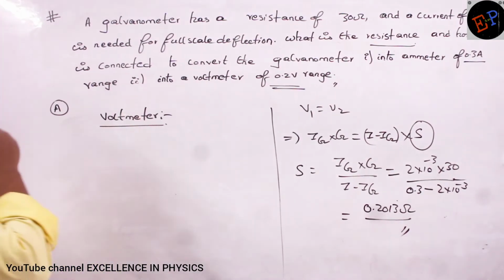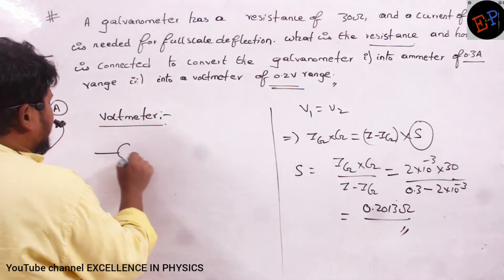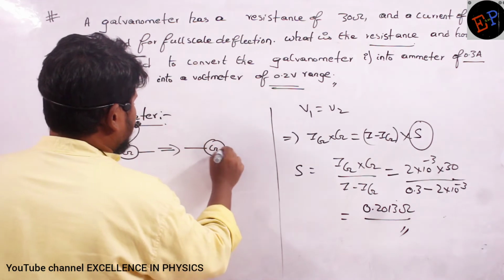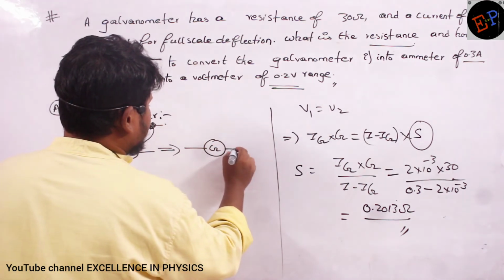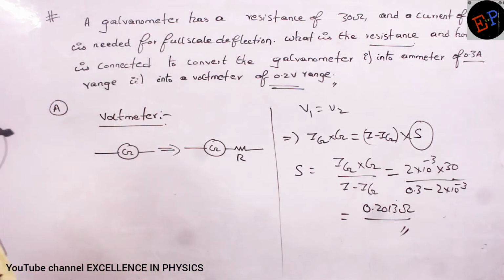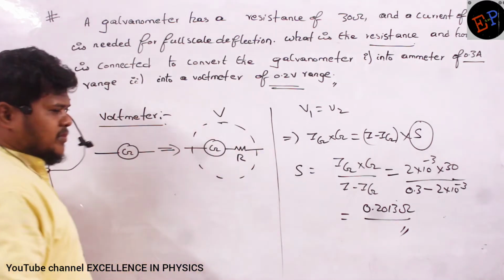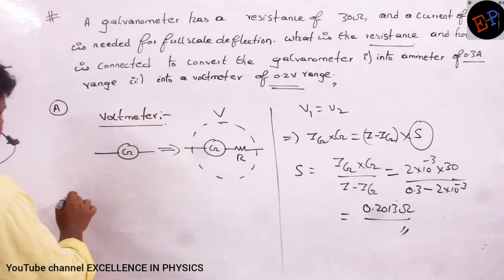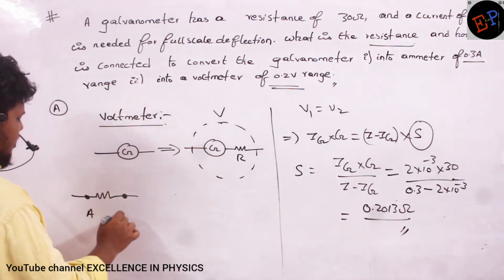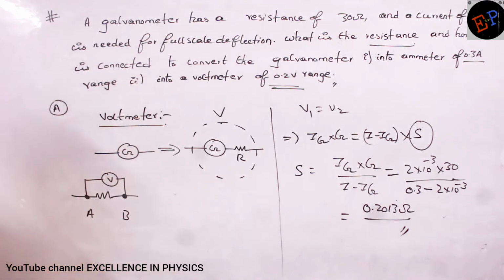Now try to convert this galvanometer into a voltmeter. How can I convert a galvanometer into a voltmeter? Very simple. A very huge resistor should be connected in series. This is how we convert this galvanometer into a voltmeter. Now this total combination is called a voltmeter. And how do I connect this voltmeter? For example, these are the 2 points where I want to find the potential difference. In between these 2 points, I connect this voltmeter.